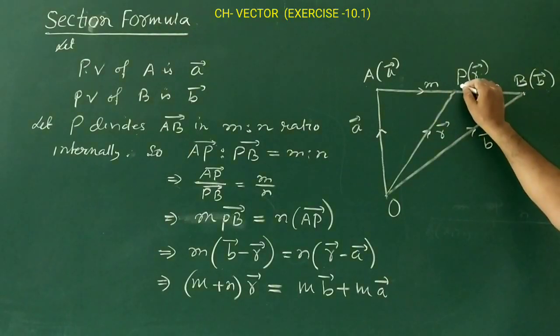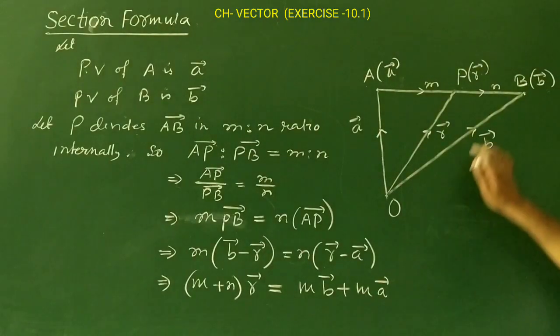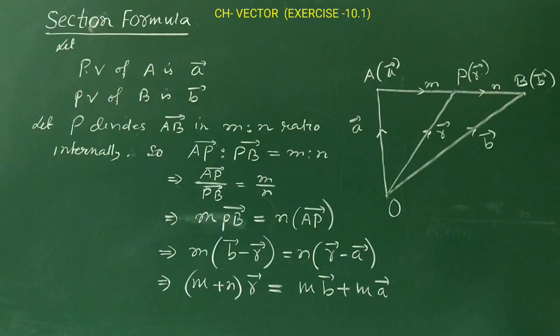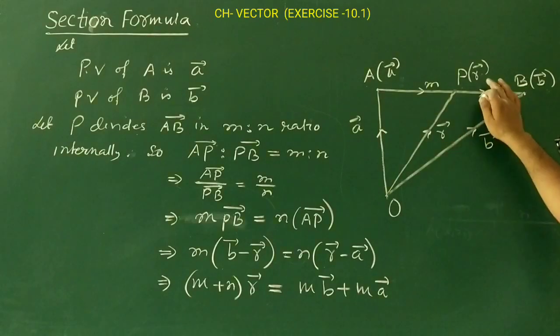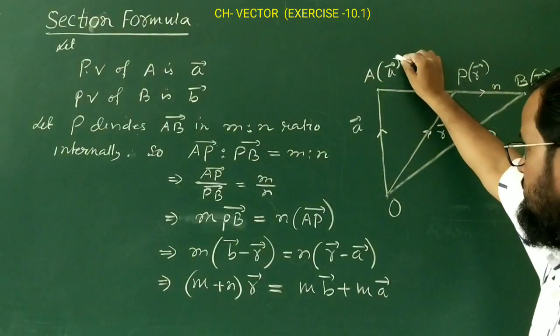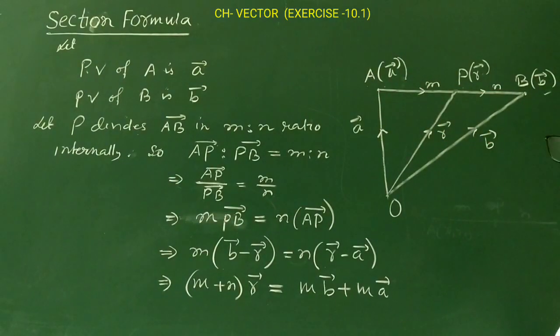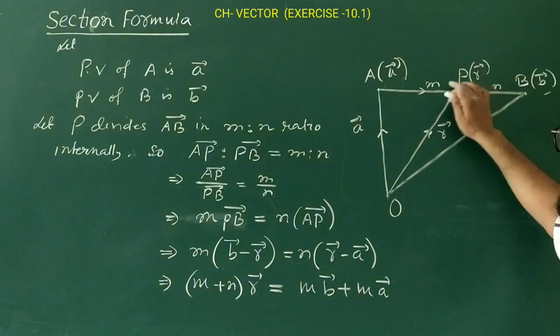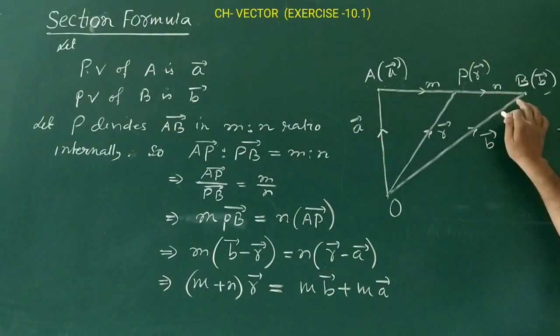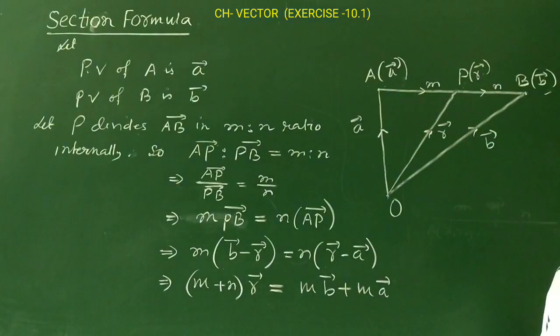ये जो पॉइंट P है उसका पोजीशन वेक्टर क्या होगा, that we are going to find. Suppose that the position vector of P is R vector. We do not know what R vector is. Our aim is to find R vector. The position vector of A is given, the position vector of B is given, the end points are given, and this point P divides the AB vector in the ratio m is to n. We are going to find the position vector of this particular point.